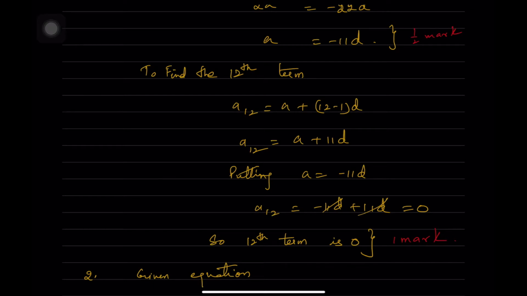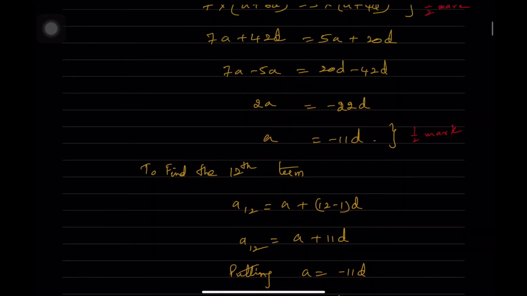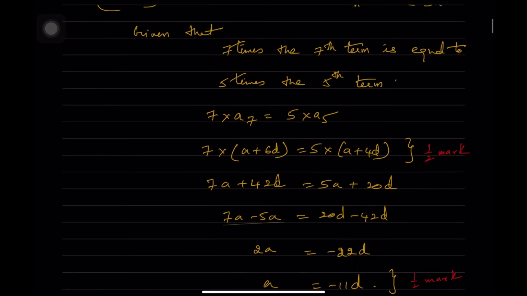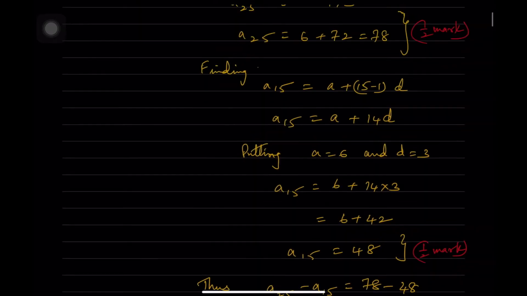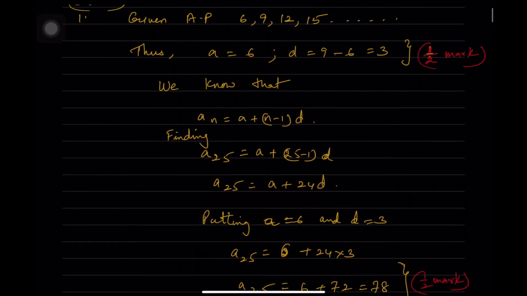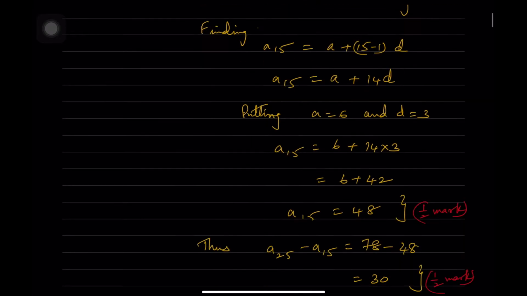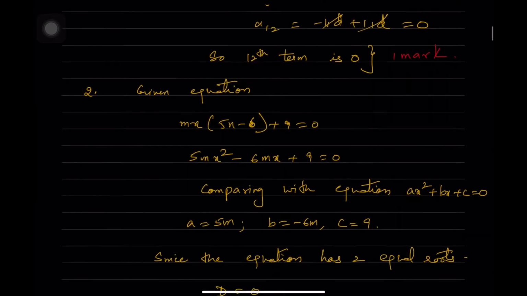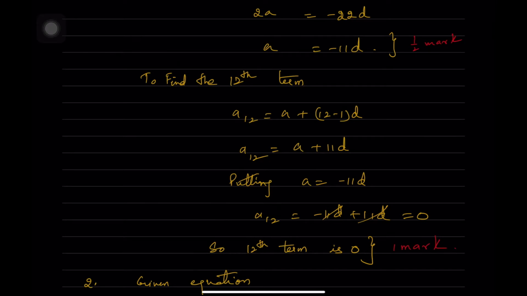For the answer writing, you get 1 mark for writing the answer. Then for the value of a, you get half a mark, and for the given condition, that is 7 times the 7th term is equal to 5 times the 5th term, you get half a mark. Even for the previous question, all the marks are given at the side. So if you write all this, you will get 2 marks completely. Now going into the second question.